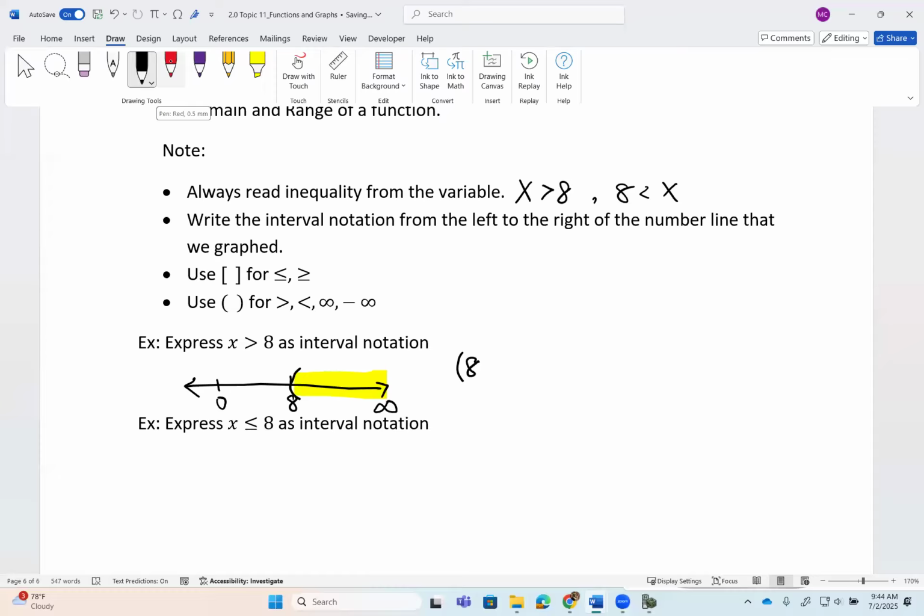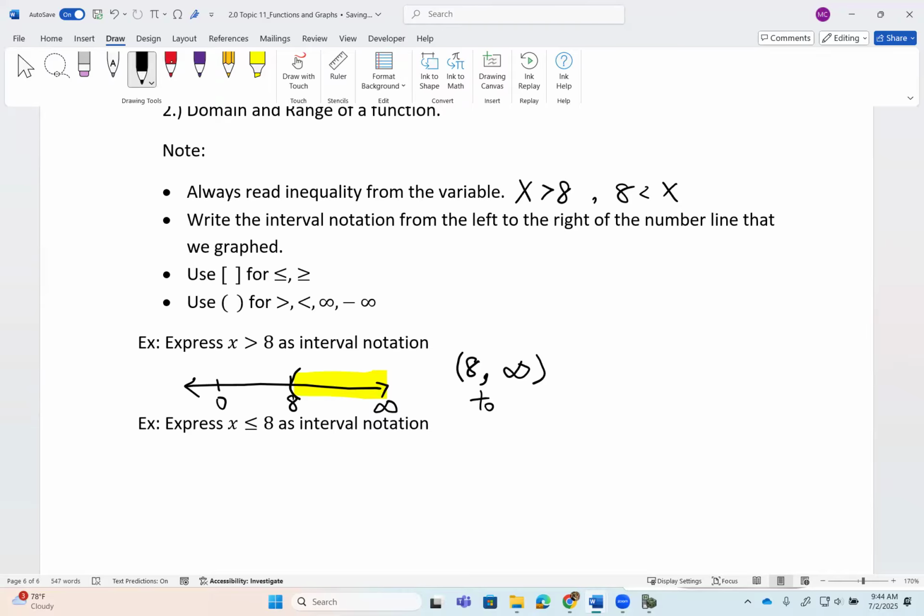The parenthesis is basically telling the reader 8 is not part of the answer, but 8.1, 8.11 will be part of the answer. So my answers are 8, comma is the word "to." My answers are from 8 using parenthesis all the way to infinity. Since we cannot capture infinity, we will always use parenthesis for the infinity sign.